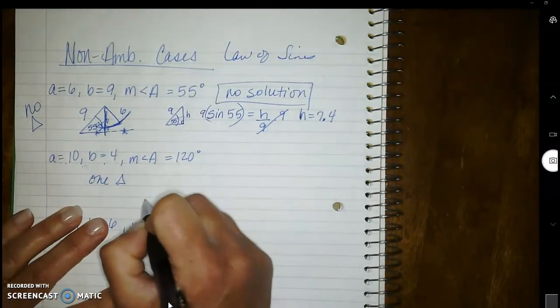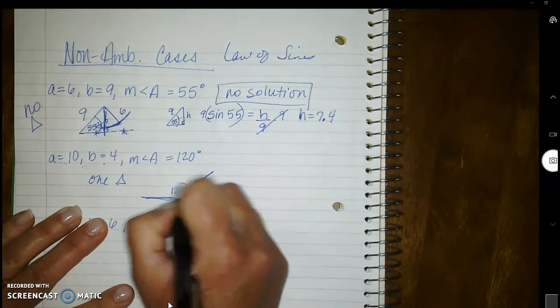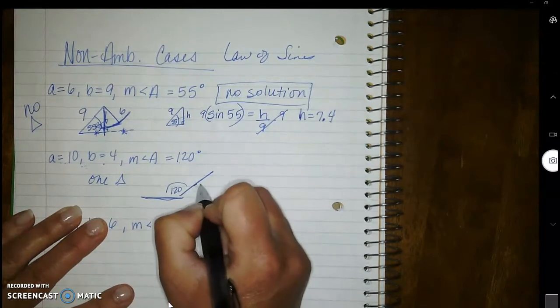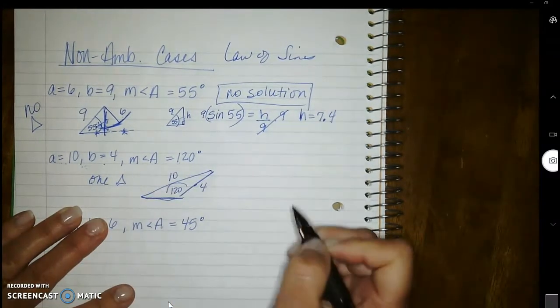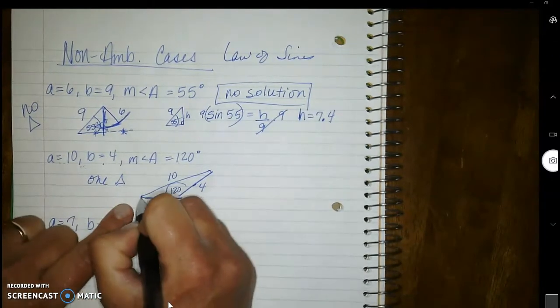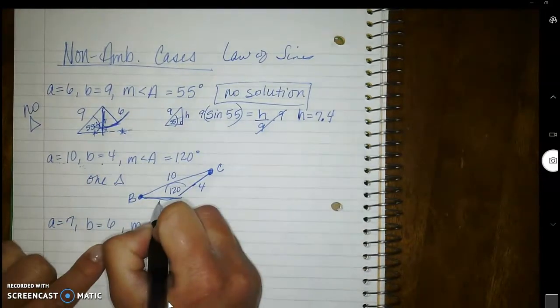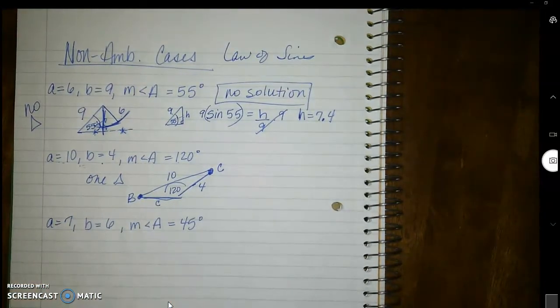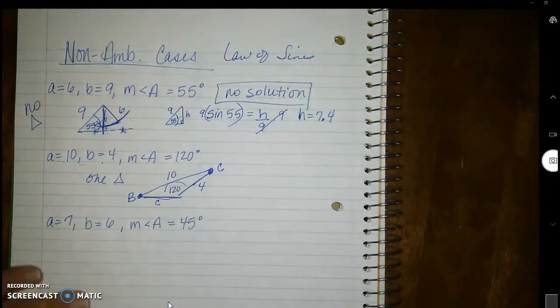Okay, so let me go draw this picture. So I have angle A that is obtuse. I have a side next to it that is 4. This side way over here is 10. So let's see, this is going to be angle B. Here's angle C and side c. So we just need to go find those missing pieces. Angle B, angle C, and side c.